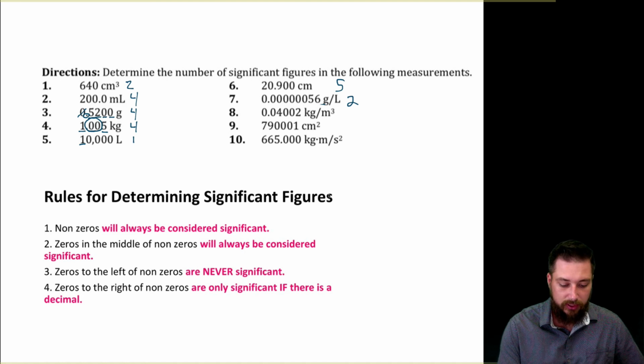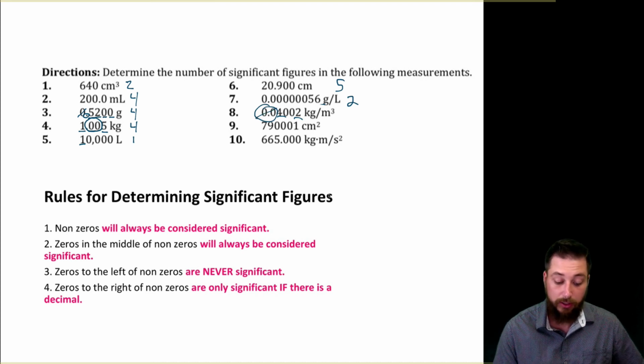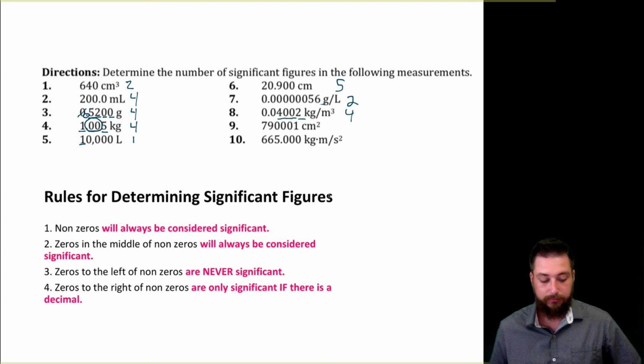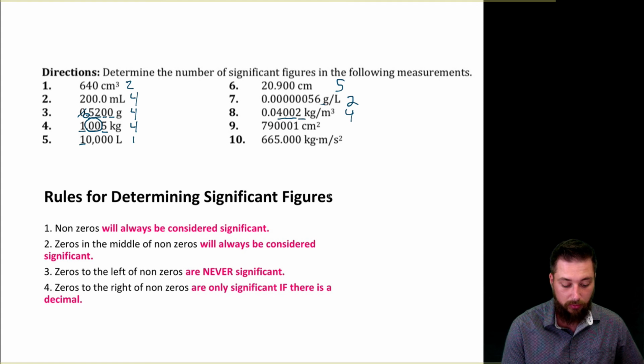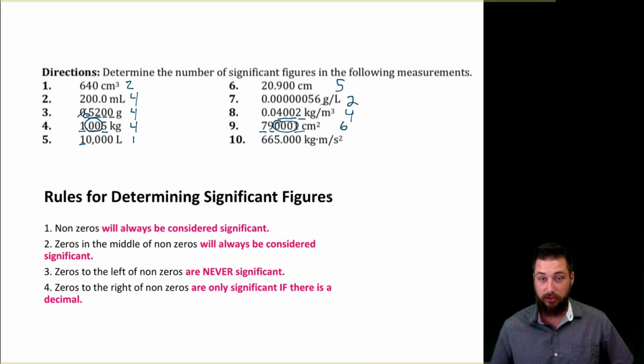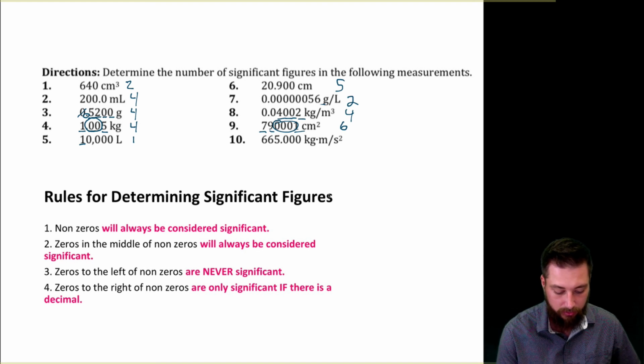Now the next one, if you take a look here, we've got the 4 and the 2. Both of these zeros are to the left, so they are not significant. Both of these zeros are in the middle, so they are significant, which means we have a total of 4 significant digits. This next one, if you take a look, we got 1, 2, 3. These zeros are in the middle here, which means that they are significant, which means we have a total of 6 significant digits.